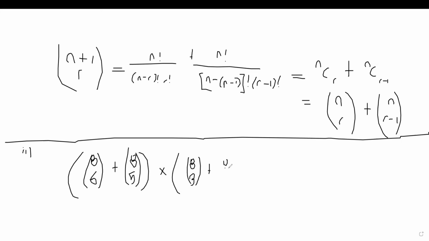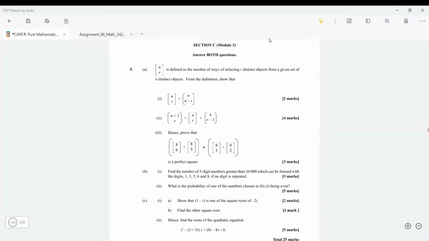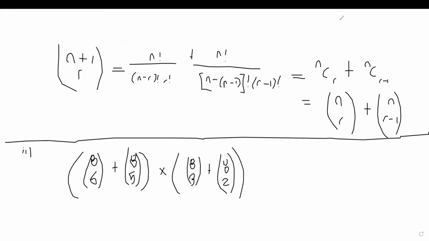We will need to use the result above to help us. That's why it's a hence. Since it's a hence, we need to go back to the first one right here. Remember, the first one said n choose r is n choose n minus r. I'm going to write, recall, n choose r is equal to n choose n minus r.